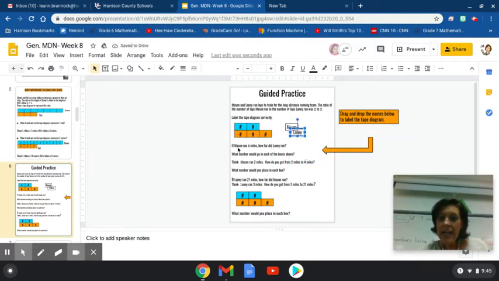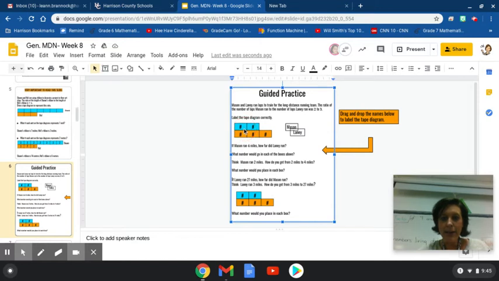Then finally, if Mason ran 4 miles, how far did Laney run? So we need Mason's 2 boxes, we need those 2 boxes here to equal 4. So what would go in every box? Think, Mason ran 2 miles. How do you get from 2 miles to 4 miles? What number would you put in each box? 2. So 2, 4. If Mason ran 4 miles, Laney ran 2, 4, 6 miles. Does that make sense? That the answer would be 6 miles.